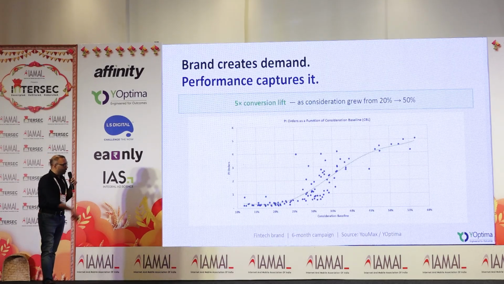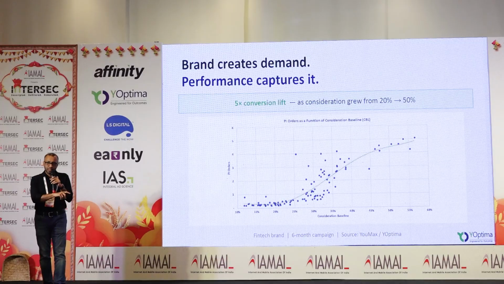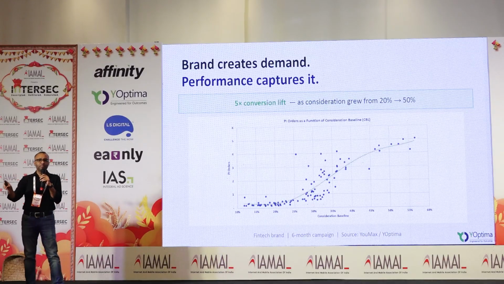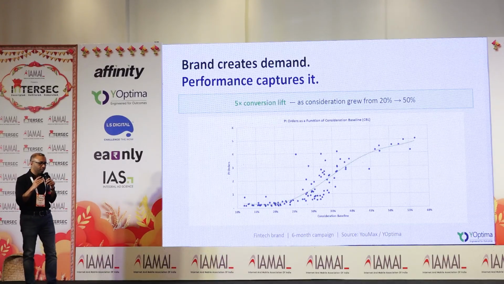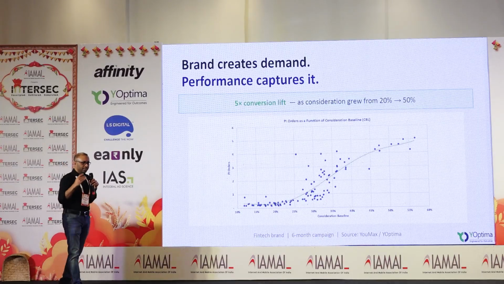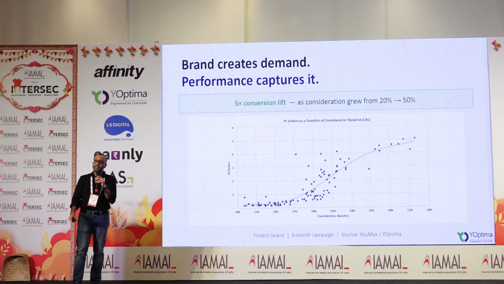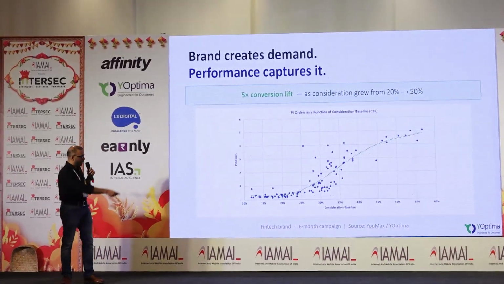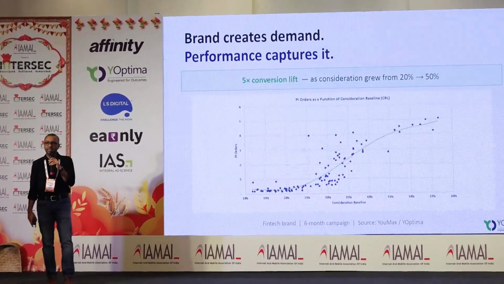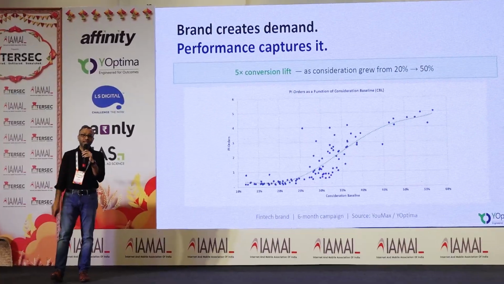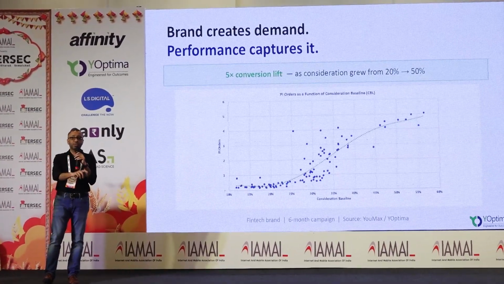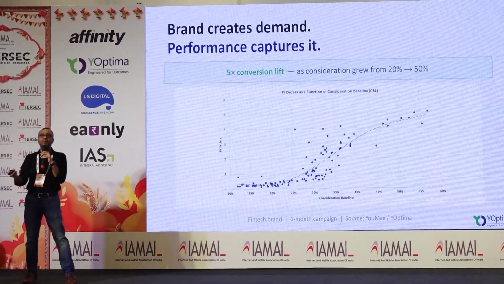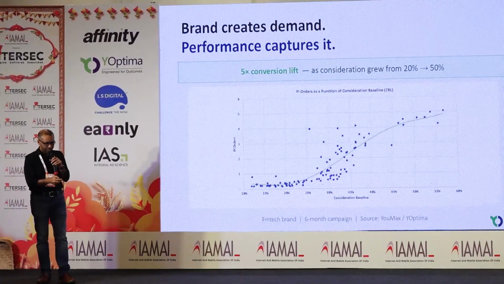This is one of the fintech brands I was referring to, with consistent high active media buying in context, targeting people who are looking at SIPs and financial planning and all of that. Gradually, over a period of 6 to 9 months, it lifted the consideration baseline for the brand, which is on the x-axis here. And that drove a 3 to 5 times lift in performance across all their channels. And that's really the power of brand performance, which is branding driving performance.